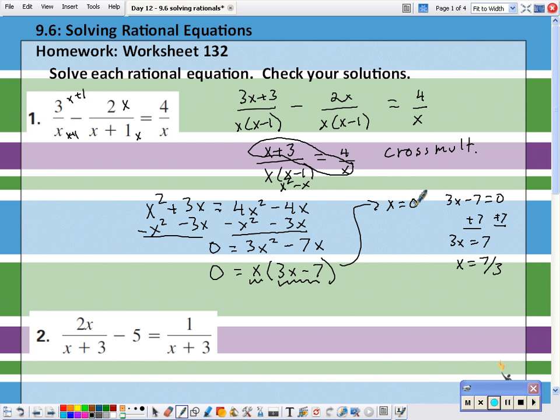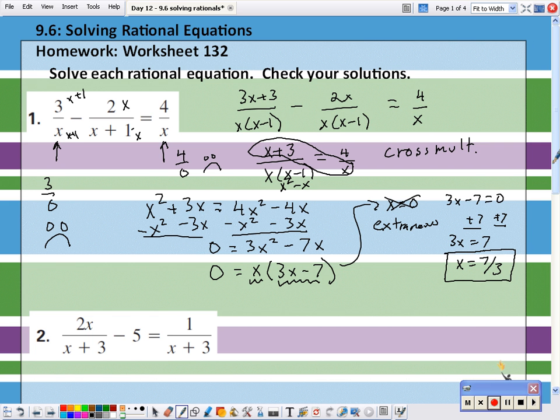Now you can see that we have a solution of x equals 0. If I were to put x equals 0 in for x here or here, I would get 3 divided by 0, and that is bad. Can't divide by 0. Same thing here, 4 divided by 0, bad. Therefore, we know that x equals 0 is an extraneous solution. Now, if I put 7/3 in for x, I can divide by 7/3, I can divide by 7/3 plus 1, and I can divide by 7/3. So 7/3 is my only solution.